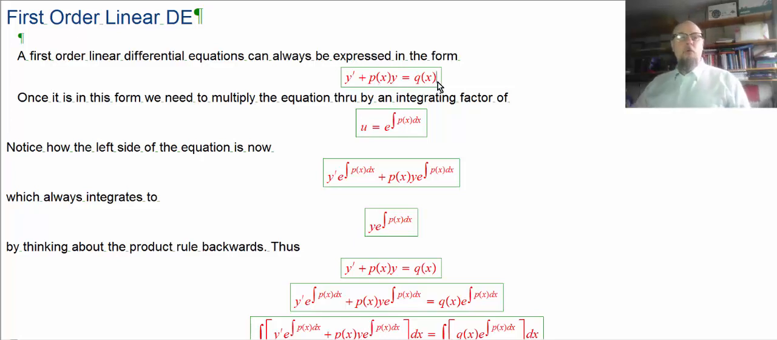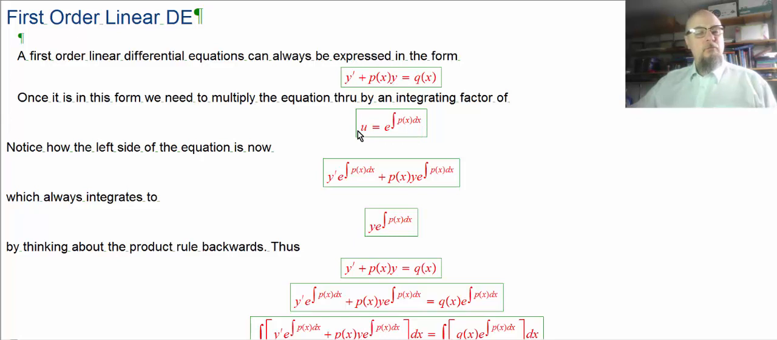Once you put it into that form, the next thing we want to do is multiply all three sides. By the three sides, I mean the y prime is one side, the py is another side, and the q is the other side. So you want to multiply all three sides by this integrating factor, e to the power of integrate p dx. So just a little caution here. Note there's a 1 in front of the y prime, or there's nothing in front of the y prime if you want to think about it that way.